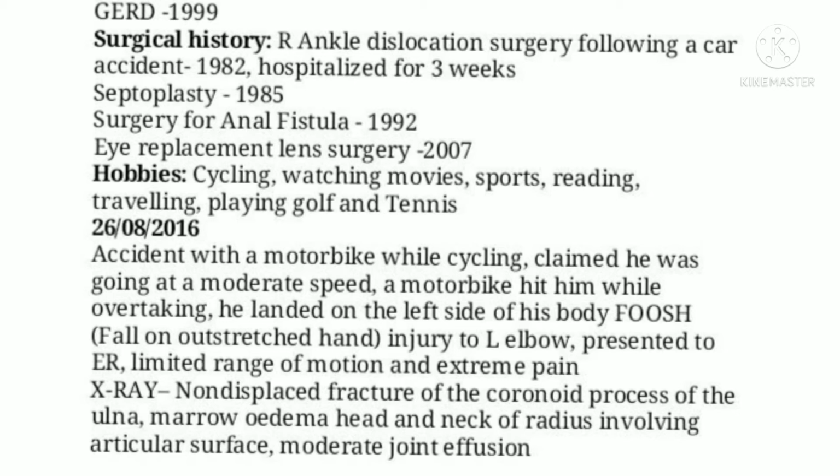Okay. The other part, 26/8/2016, accident with a motorbike while cycling, claimed he was going at a moderate speed. A motorbike hit him while overtaking. He landed on the left side of his body, FOOSH, that is fall on outstretched hand, injury to left elbow, presented to ER, limited range of motion and extreme pain. X-ray: non-displaced fracture of the coronoid process of the ulna, edema, head and neck of radius involving articular surface, moderate joint effusion. So these are the problems he had when he presented.